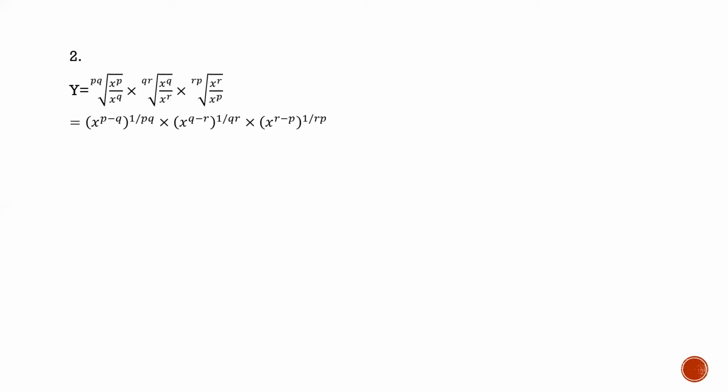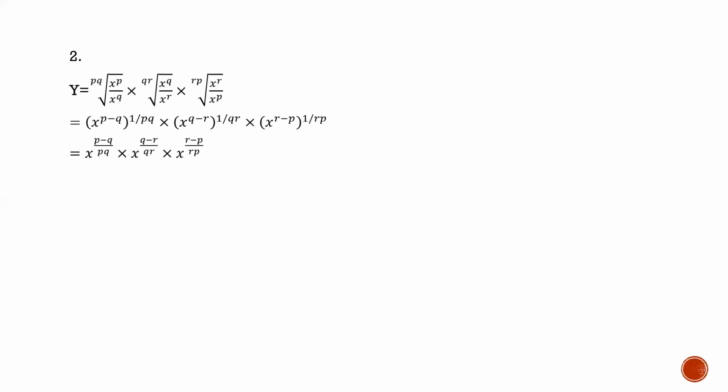So for the second part, x to the power q minus r whole to the power 1 by qr, and for the last part, x to the power r minus p whole to the power 1 by rp. Now we need to multiply the powers. As we know, a to the power m whole to the power n is equal to a to the power mn. So x to the power (p minus q) divided by pq, into x to the power (q minus r) divided by qr, into x to the power (r minus p) divided by rp.